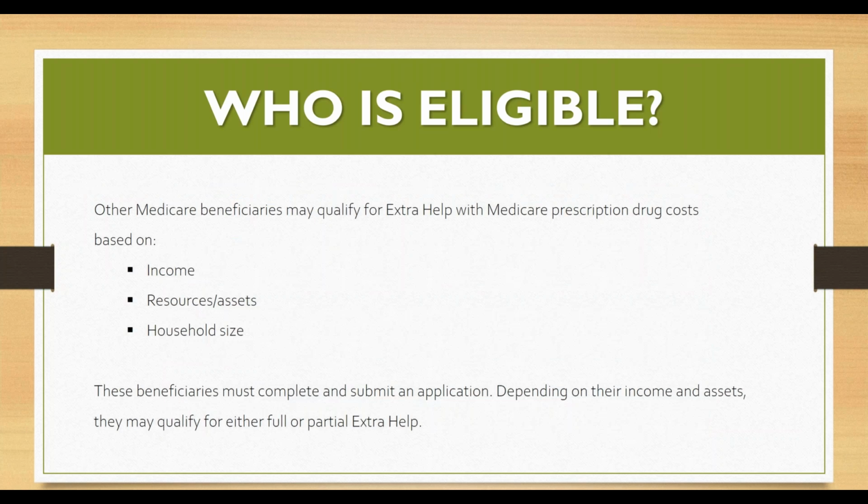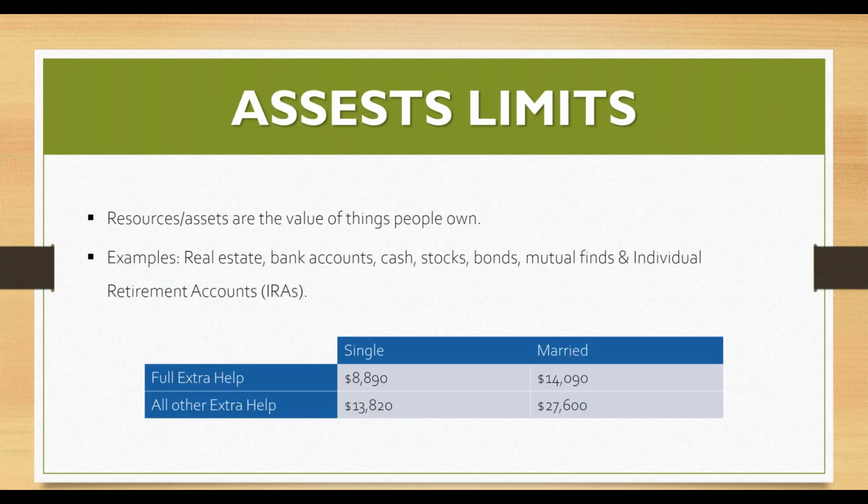Like I said, who is going to be eligible is simply based on income, resources, assets, and household size. So the beneficiaries still have to complete and submit an application, and depending on their income and assets, they will qualify for either full or partial extra help. Even having partial will be a great benefit to most people. Like I said, the asset limits are much different, so you're literally allowed to have a whole lot more and still qualify for the low income subsidy.